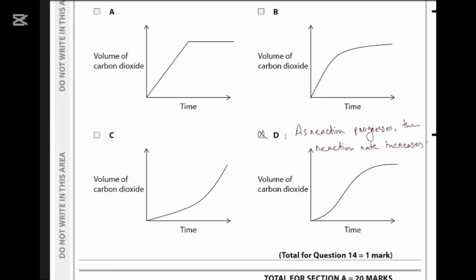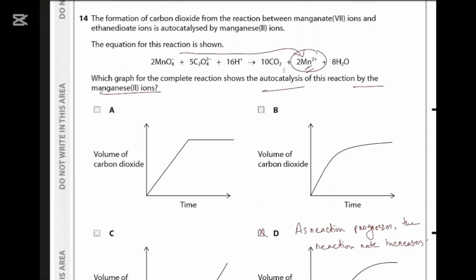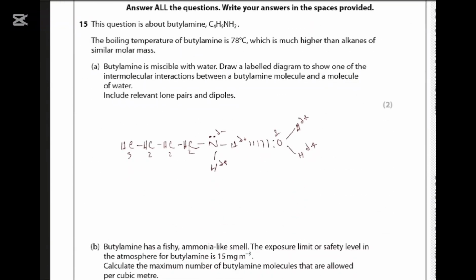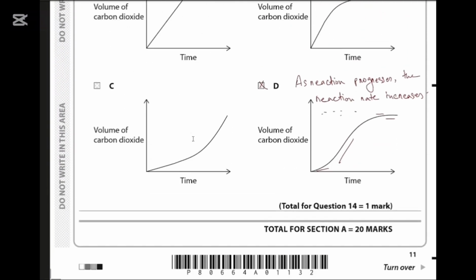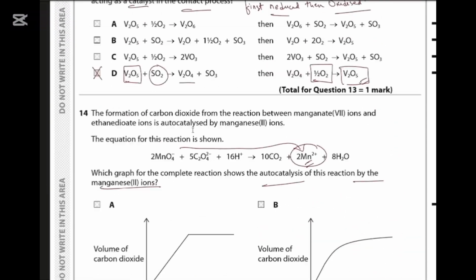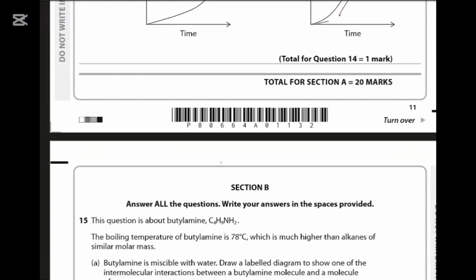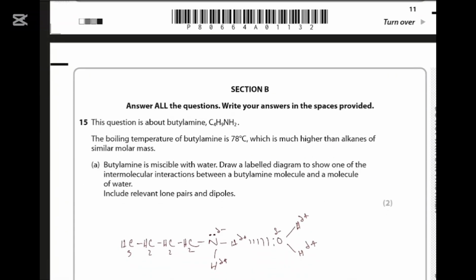So it would give a graph like this, where at first the reaction is slower, and then it suddenly speeds up as the concentration of Mn2+ ions increases, and then it reaches a plateau where the reaction is complete. Okay, so this ends section A of this paper. I will see you in the next video where I solve section B.